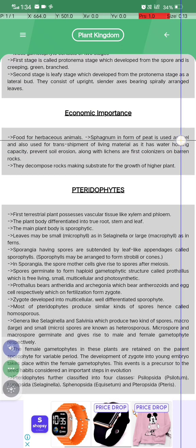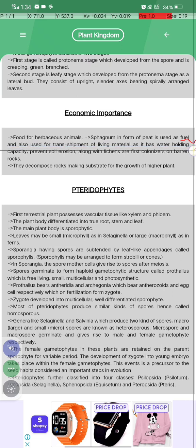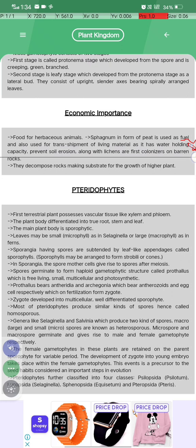Economic importance: food for herbivorous animals. Sphagnum forms peat and is used as fuel, and is also used for transshipment of living material as it has high water holding capacity. Mosses prevent soil erosion, and along with lichens are the first colonizers on barren rock. They decompose rock, making substrate for the growth of higher plants.